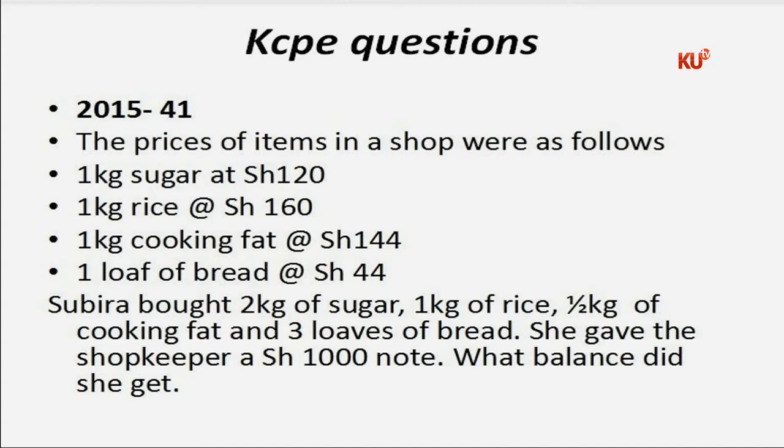the prices of items in a shop were as follows. 1 kg of sugar at 120 shillings, 1 kg of rice at 160 shillings, 1 kg cooking fat at 144 shillings, 1 loaf of bread at 44 shillings. Subira bought 2 kgs of sugar, 1 kg of rice, a half kg of cooking fat, 3 loaves of bread. She gave the shopkeeper a 1,000 shillings note. What balance did she get?